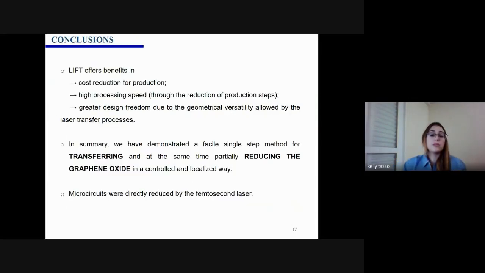And as conclusions, the LIFT offers some benefits such as low production cost, high processing speed, and the versatility of producing several geometries without the need of photomasks and clean rooms like lithography. We have demonstrated the transfer of the composite TEOS graphene oxide in a single step, and at the same time reducing graphene oxide in a controlled and localized way.